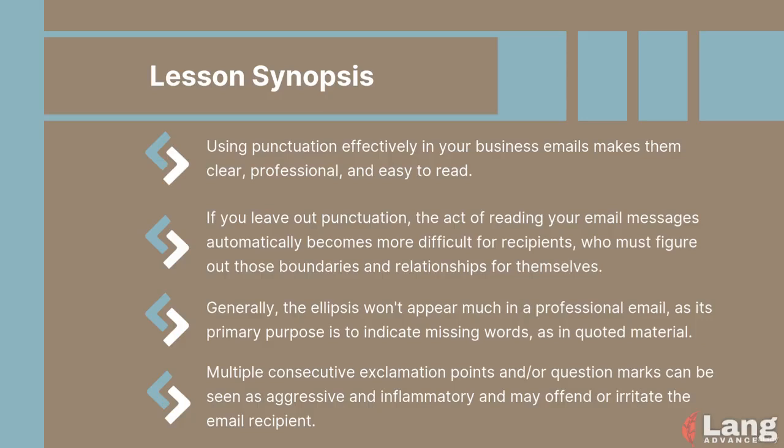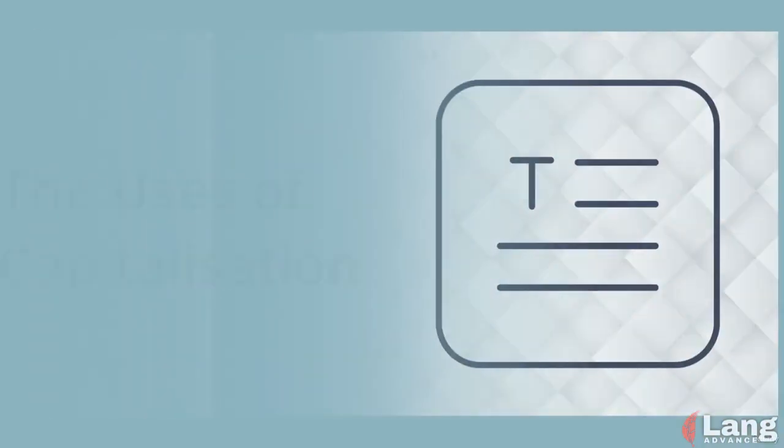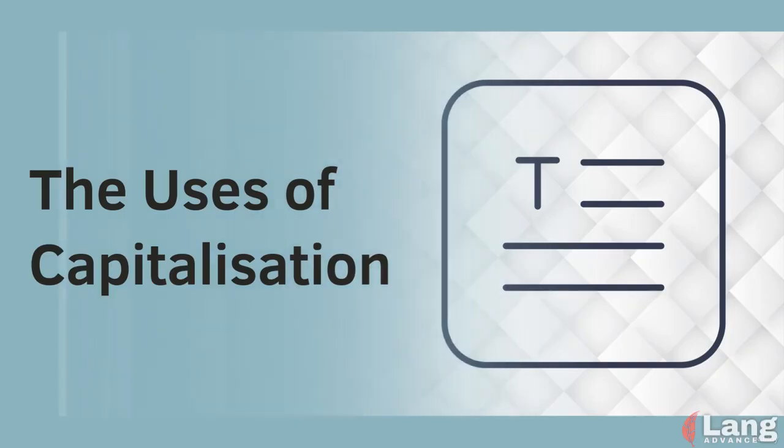Generally, the ellipsis won't appear much in professional email, as its primary purpose is to indicate missing words, as in quoted material. Multiple consecutive exclamation points and/or question marks can be seen as aggressive and inflammatory and may offend or irritate the email recipient. The uses of capitalization.